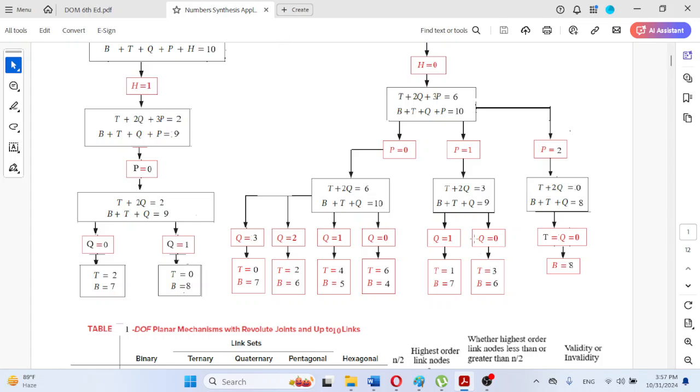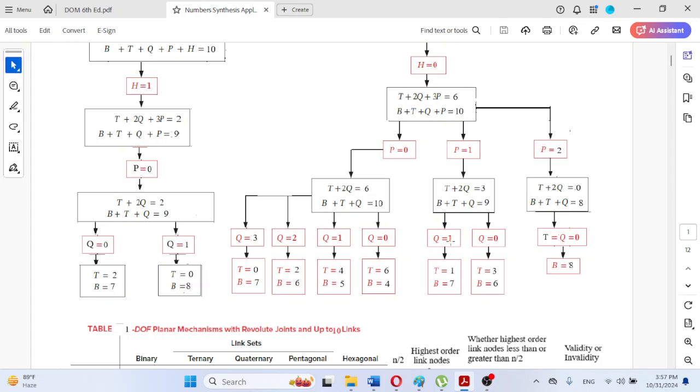So in this way, when q is equal to 0, we observe that t will be 3 and the lower equation will be giving that 9 minus 3 is equal to 6. So the seventh set will be binary 6 links, ternary 3 links, and pentagonal 1 link. So 6 plus 3 plus 1 will be equal to 10, and in this way the seventh set will also be obtained.